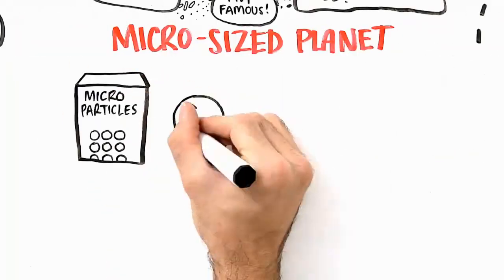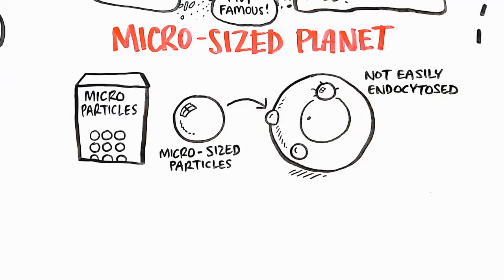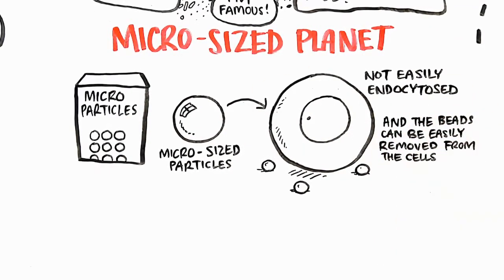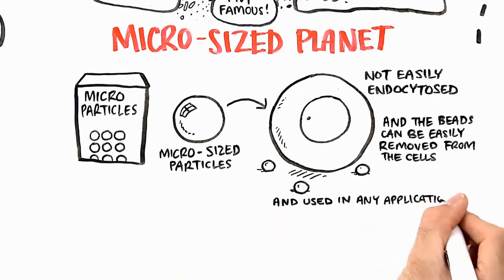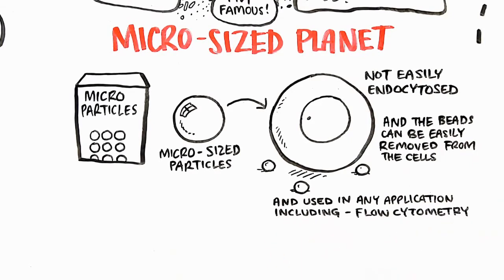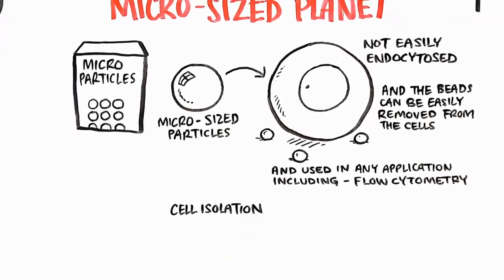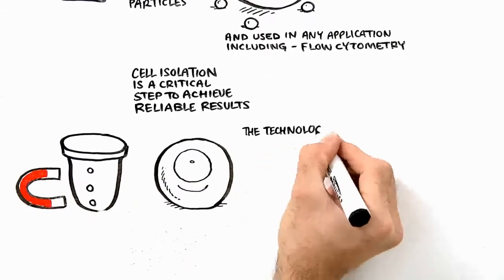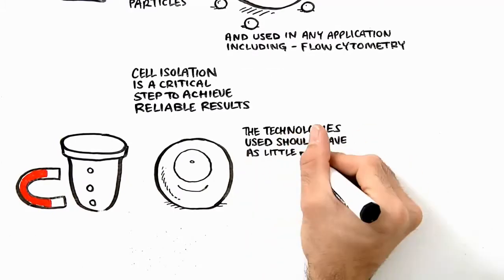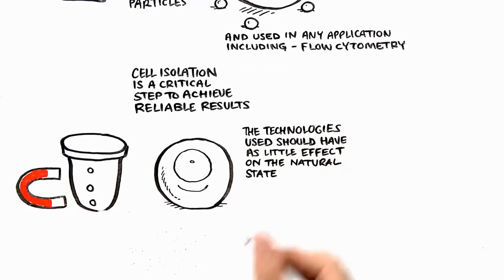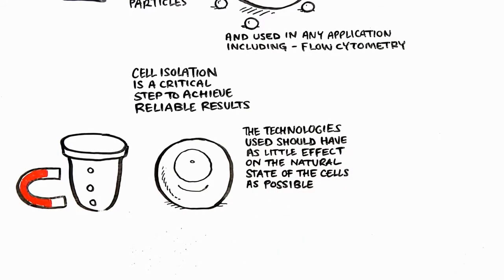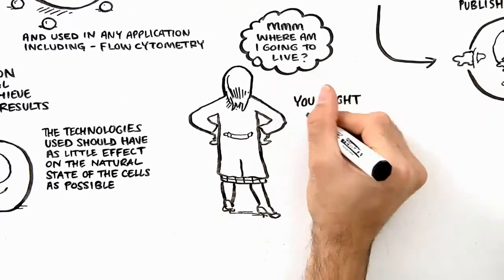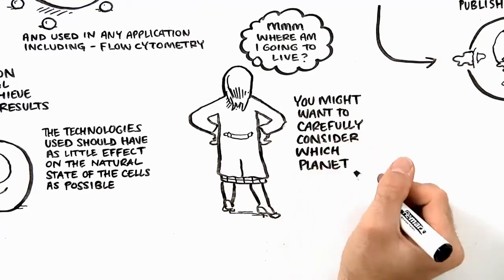Micro-sized particles are not easily endocytosed, and the beads can be removed from the cells, and then the cells can be used in any application, including flow cytometry. Immunologists have recognized that cell isolation is a critical step to achieve reliable results. The technology used should have as little effect on the natural physiological state of the cells as possible. Knowing this, you might want to carefully consider which planet you want to live on.